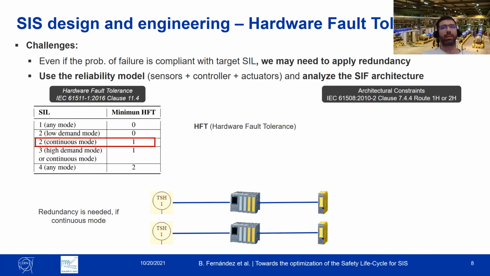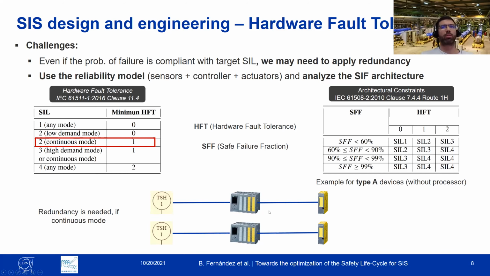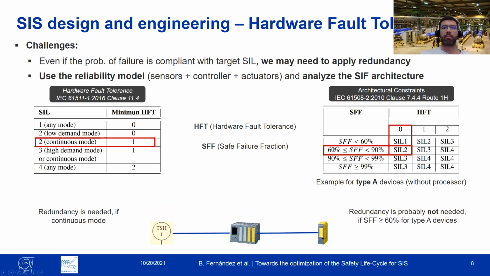However, the standard also tells us that we can use other methods if we have extra information about those devices. One of these methods is the so-called route 1H from the 61508 standard that tells us if you have the safe failure fraction for all the elements of your safety instrumented function, under certain conditions, you could eventually not need to apply redundancy, as you can see here. Basically, it's saying that if your safe failure fraction is bigger than 60% for the type A of devices, in this case, sensors and actuators, you don't need to apply redundancy. And we have a similar table for the controllers.